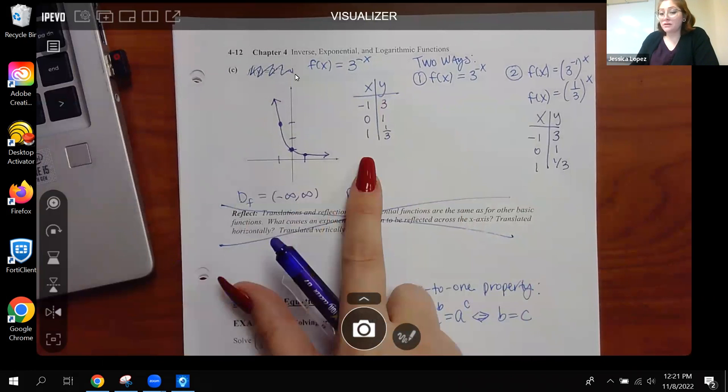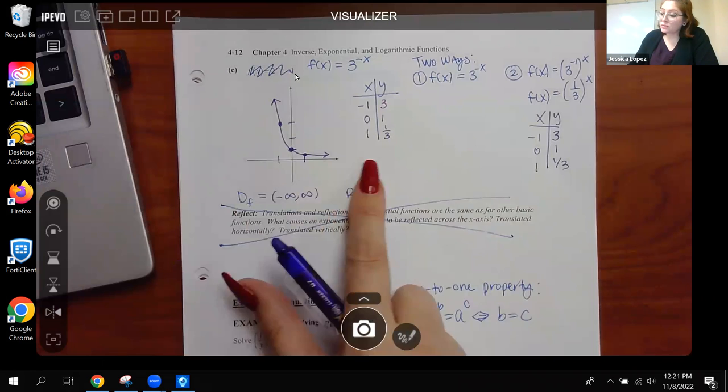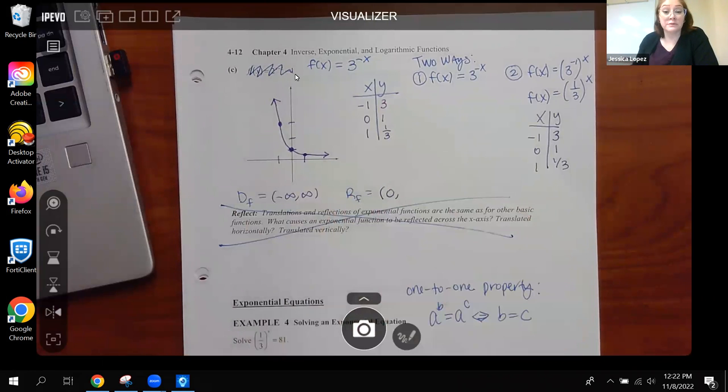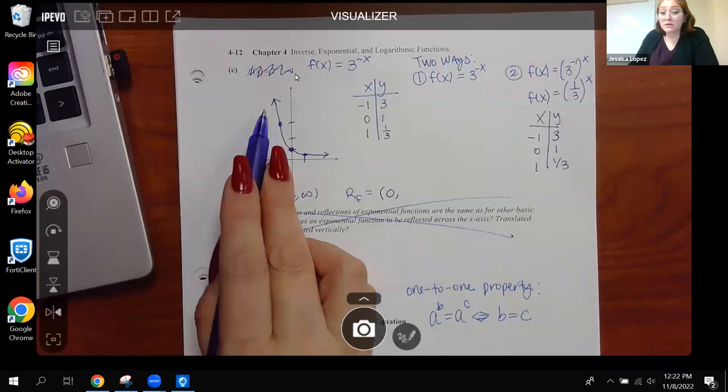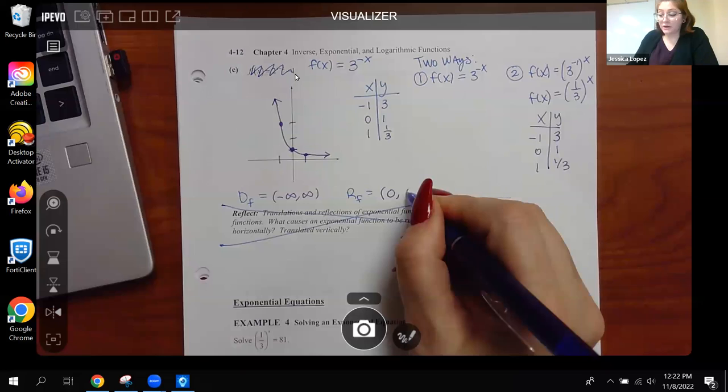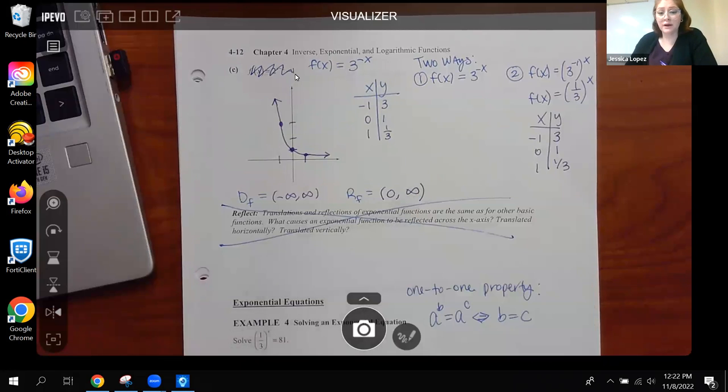And I will never touch it. So the range can only go as low as zero, but it will never reach the Y value zero. But it certainly goes up forever. So it'll go up to positive infinity. And so we do have our domain and range.